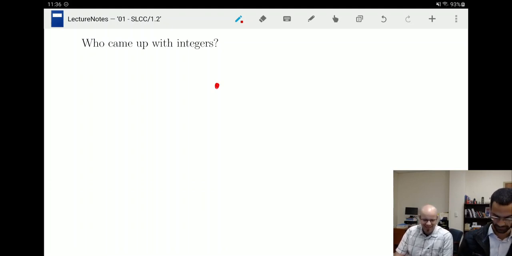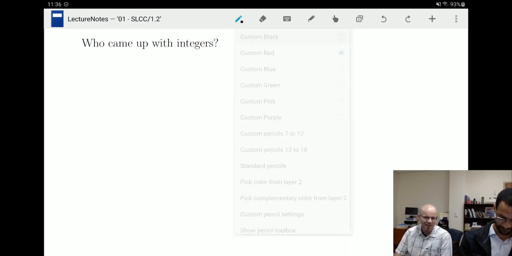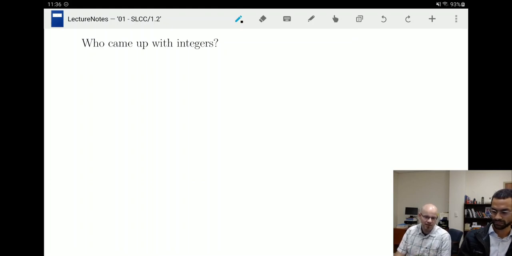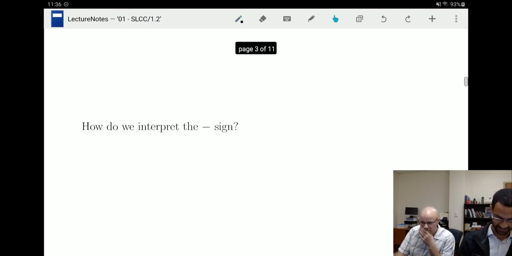In the 1500s, there became a system of numbers that we call the integers, and then the idea of integers was finally accepted in the 19th century, the 1800s. That's not that far away from us. That's really recent, actually.